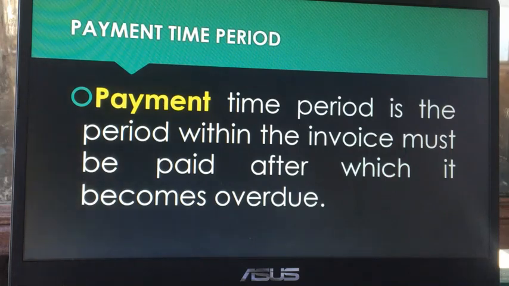Third one is the payment time period. We already know what payment is. That is the cash that you are going to pay for a certain merchandise that you purchase. So the payment time period is the period within which the invoice must be paid, after which it becomes overdue. In short, every time that we encounter invoices and cash discount, we are going to consider the payment time period, until when we are going to pay the certain amount that we purchased from a certain factory.